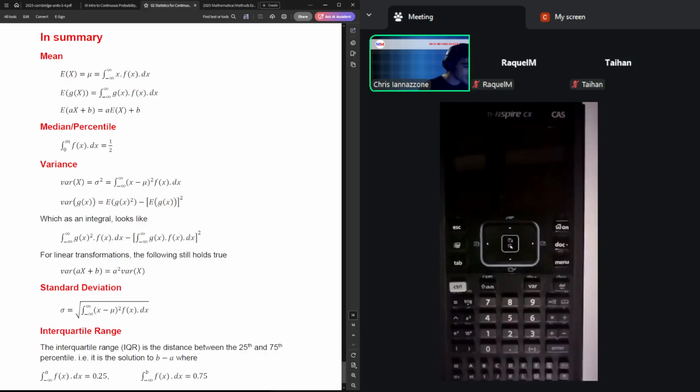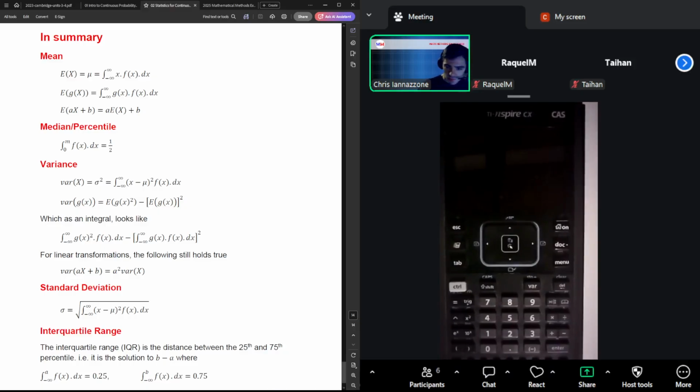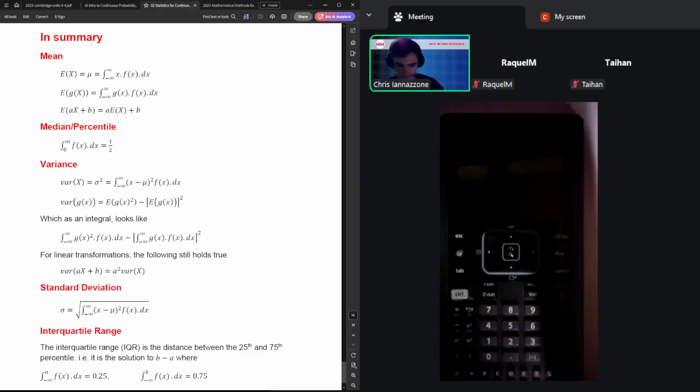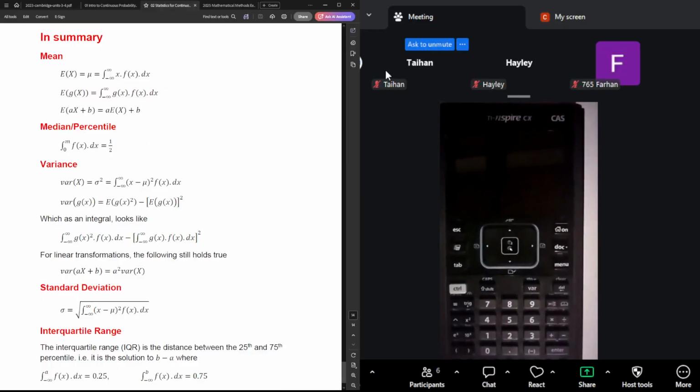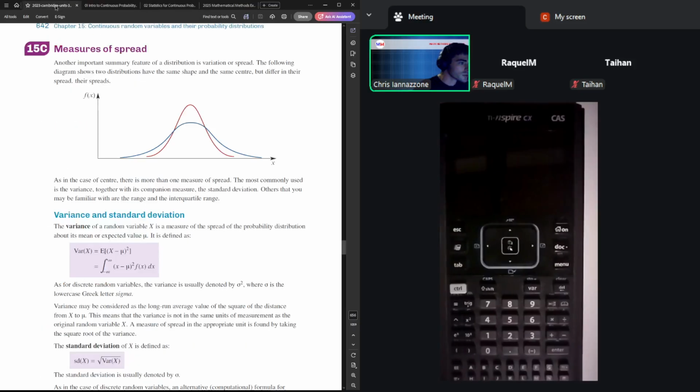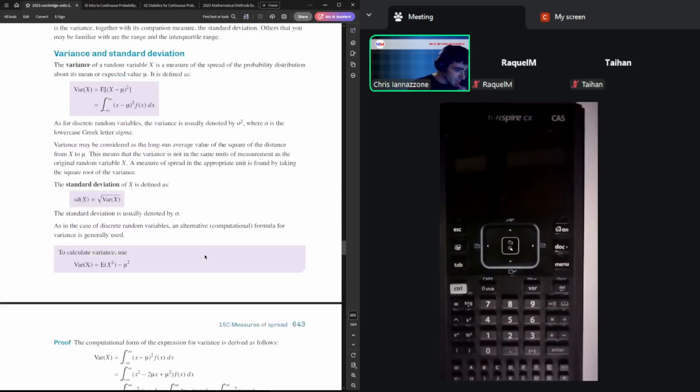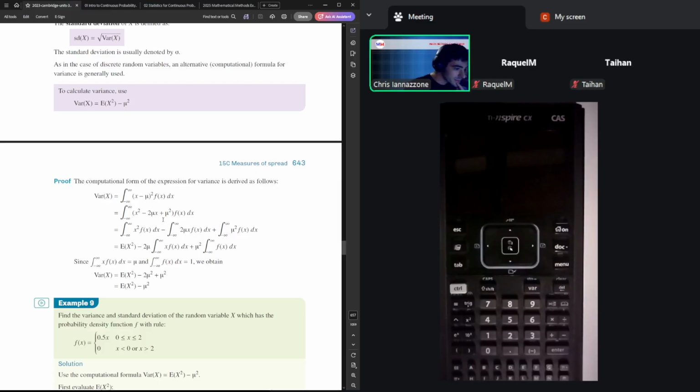I'll actually do a screen grab of the summary sheet because we covered a fair few different equations. Okay, got that in the chat for you guys to refer to. Let's have a look and see if we can implement it. Look at some of this stuff. They give you some proofs, which is kind of nice, but obviously you don't necessarily need the proof, but it's kind of nice to see that it exists.